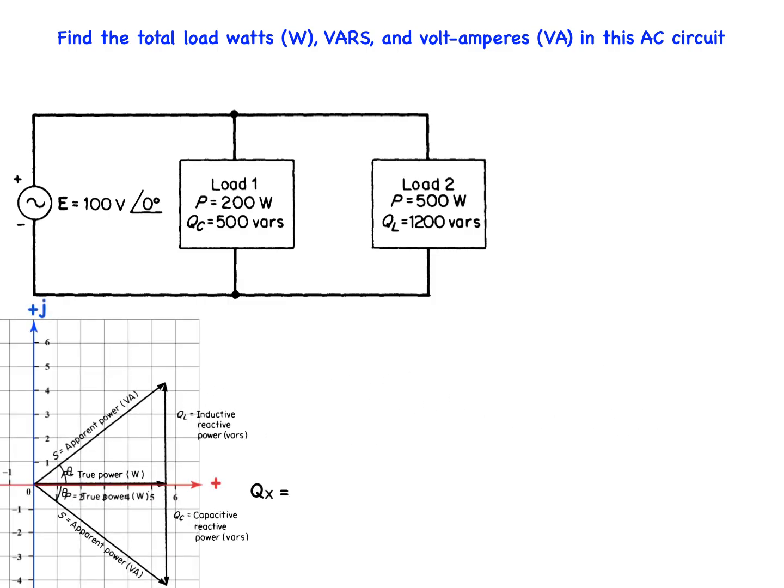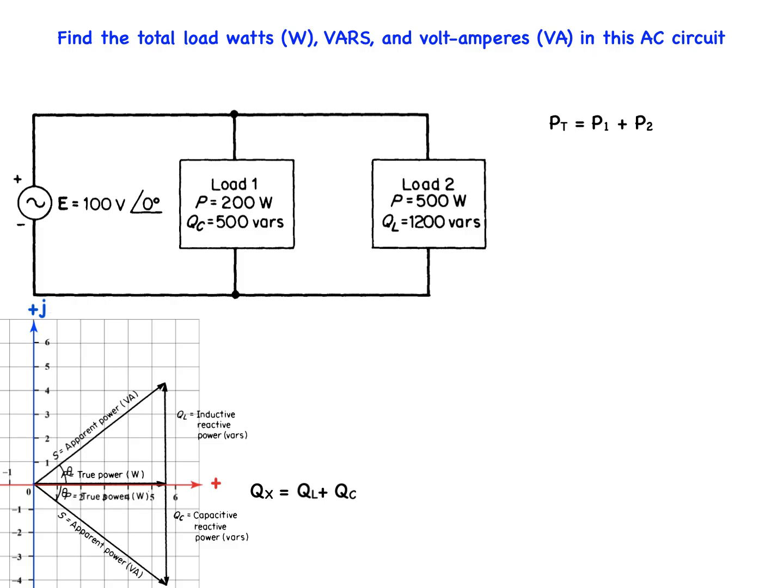The net reactive power supplied by the source to the RLC circuit is the difference between the positive inductive reactive power and the negative capacitive reactive power. QX is equal to QL plus QC, where QX is the net reactive power in vars. When solving for the total real power, the arithmetic addition can be used to find the total real power. The total power PT is equal to P1 plus P2.